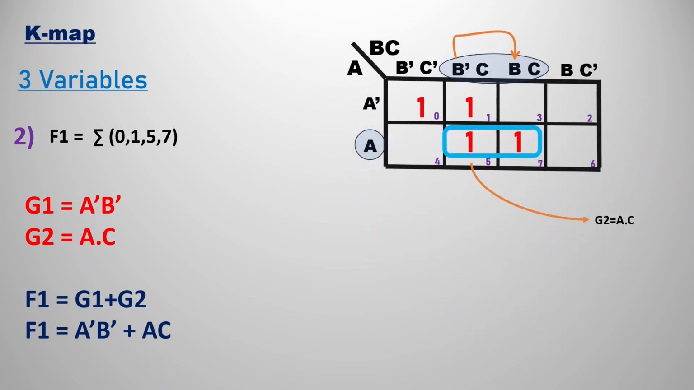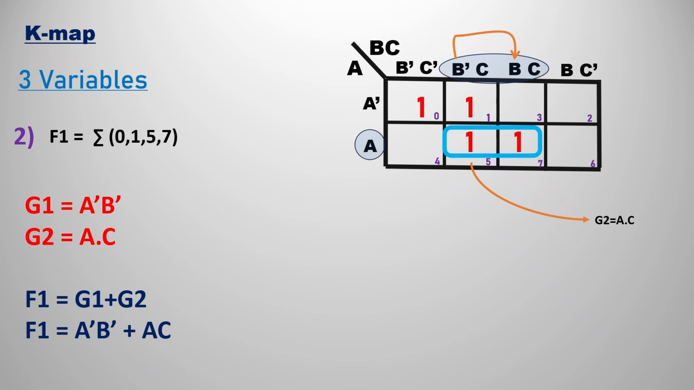So this is the second group that I have made, that is A into C. How did we get that A into C? Because that is in the second row, that is A. If you are seeing there, I have highlighted that also, the B is changing from B bar to B, so we should not consider that in the horizontal wise. C is the same, so we should consider C. So the output for group 2 is A into C.